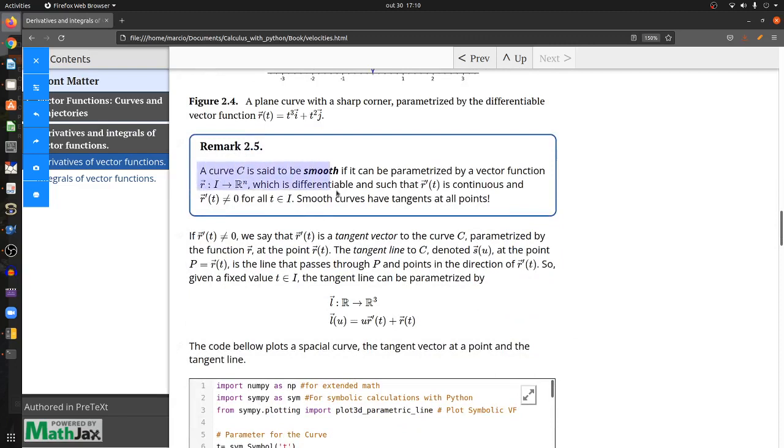We say that a parametrization is smooth if it is differentiable, and if its derivative is different from 0 at every point. A curve is said to be smooth if it admits such a parametrization, and it is easier to work with such curves.